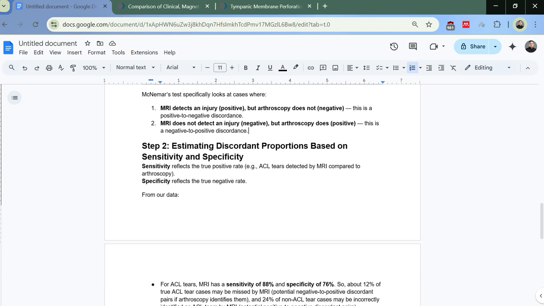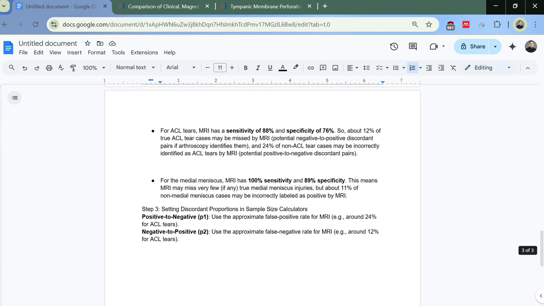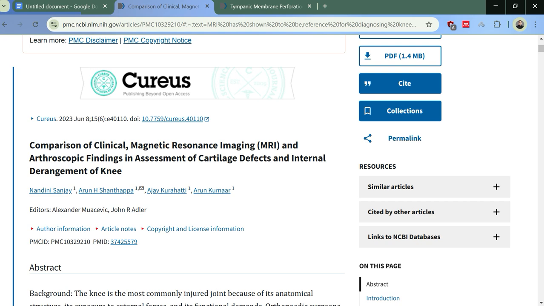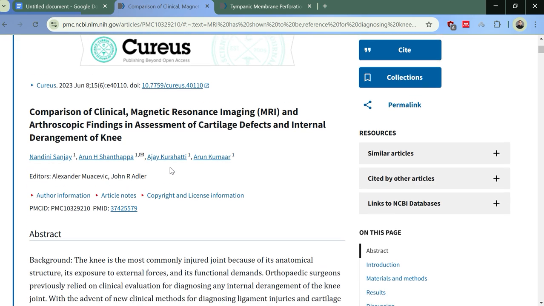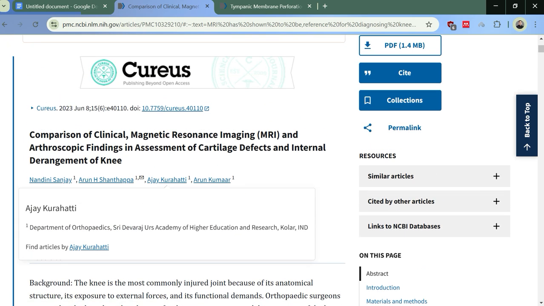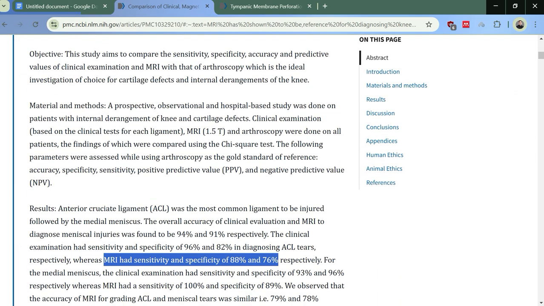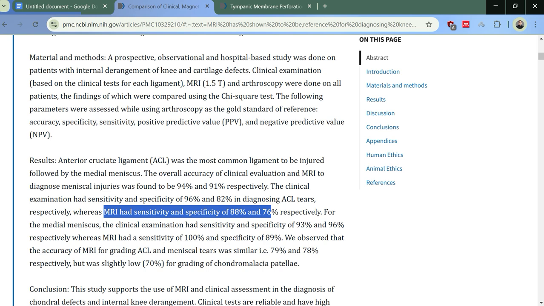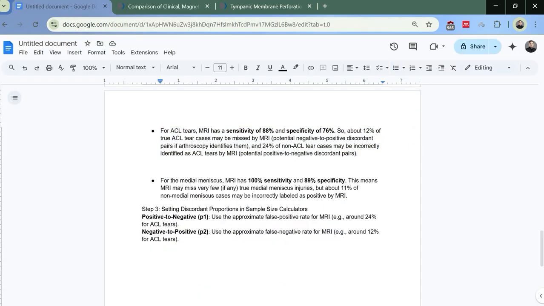For this I have taken values from a similar published study, on the comparison of MRI findings with arthroscopic findings in derangement of the knee. It was published in 2023, and the results say that in diagnosing ACL tears, MRI had a sensitivity and specificity of 88 and 76% respectively. So I have taken these values for the ACL tear. MRI has a sensitivity of 88%.